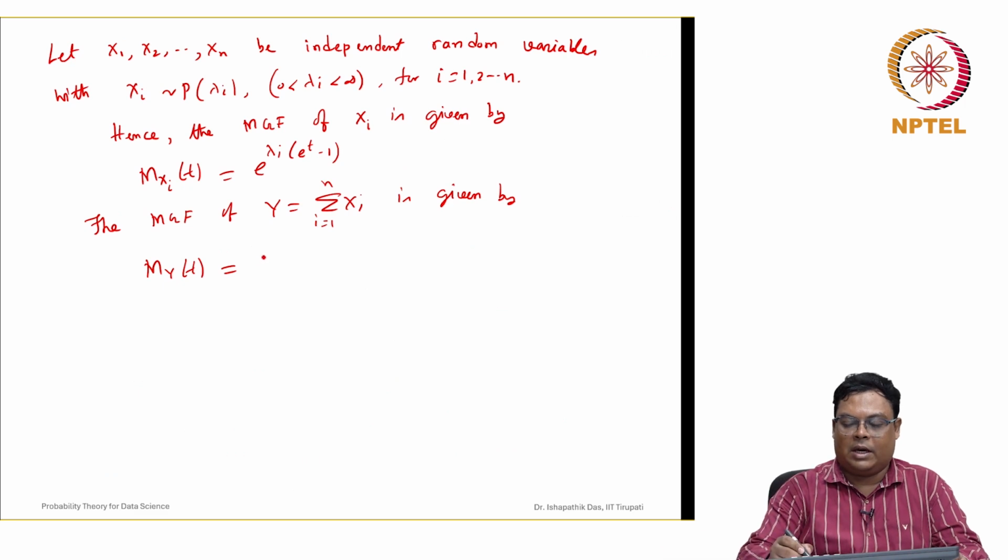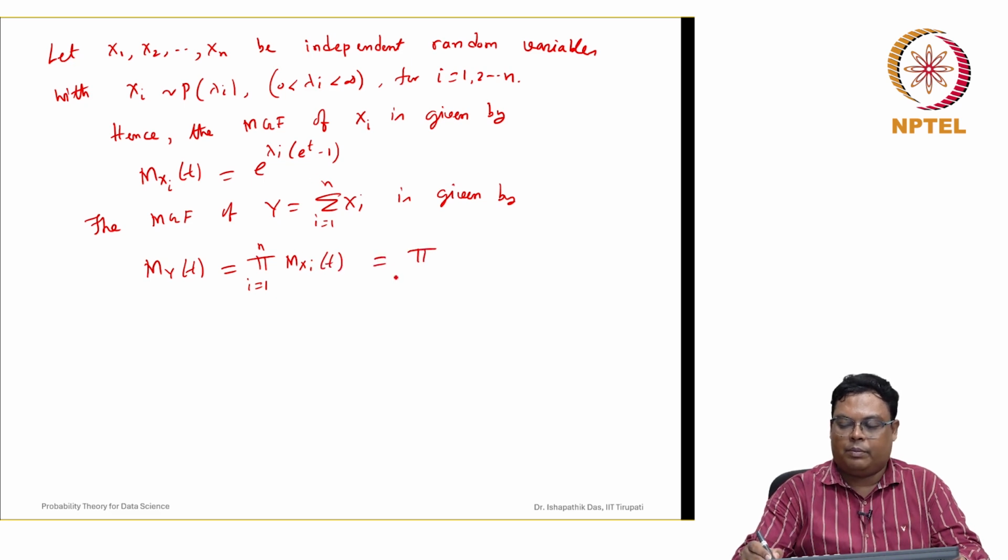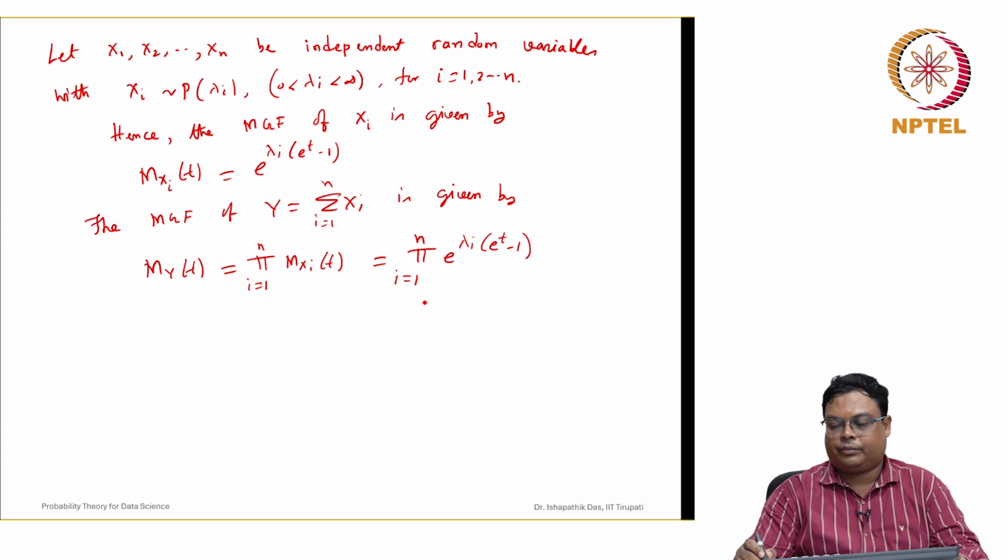So this is nothing but the product for i equal to 1 to n of M_{X_i}(t). So M_{X_i}(t) is here. So this is the product for i equal to 1 to n of e to the power of lambda_i times (e to the power of t minus 1). So this product, I think you understand this. Several times we have used those kinds of notations, or explicitly we can write also.